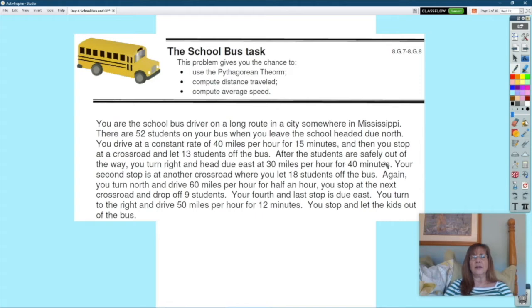After the students are safely out of the way, you turn right and head due east at 30 miles per hour for 40 minutes. Your second stop is another crossroad where you let 18 students off the bus. Again, you turn north and drive 60 miles per hour for half an hour. You stop at the next crossroad and drop off 9 students. Your fourth and last stop is due east. You turn to the right and drive 50 miles per hour for 12 minutes. You stop and let the kids out of the bus. What's the bus driver's name? We'll get to that one later.